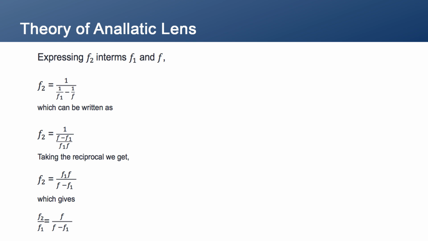equal to 1 by f1 minus 1 by f, which can be rewritten as f2 is equal to 1 by f minus f1 by f1 into f. Now, taking the reciprocal, we arrive at f2 is equal to f1 f by f minus f1, which gives f2 by f1 is equal to f by f minus f1.